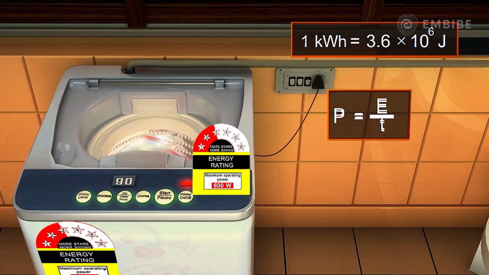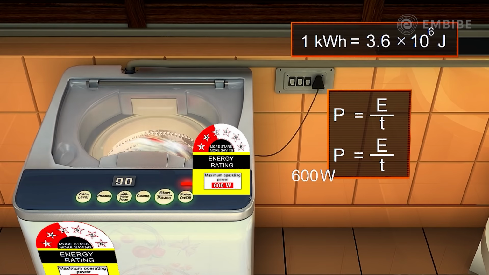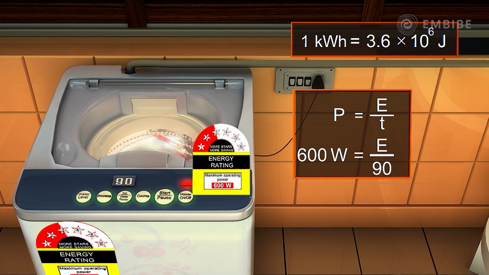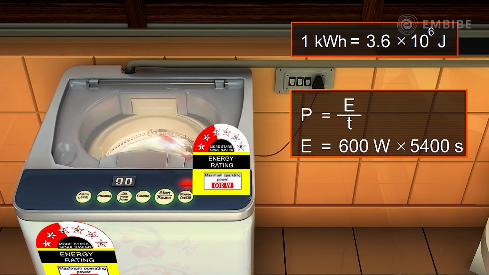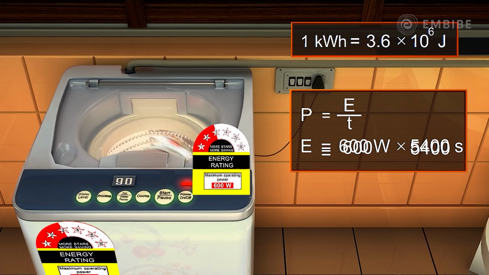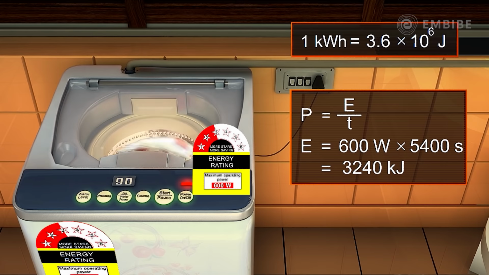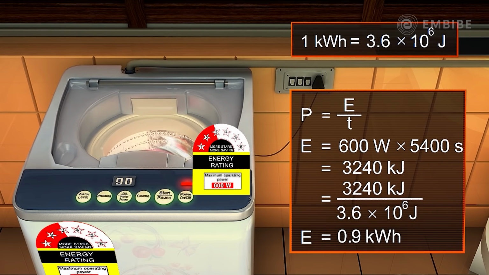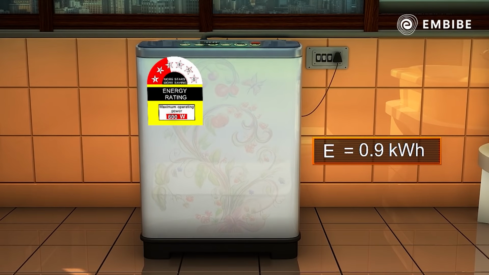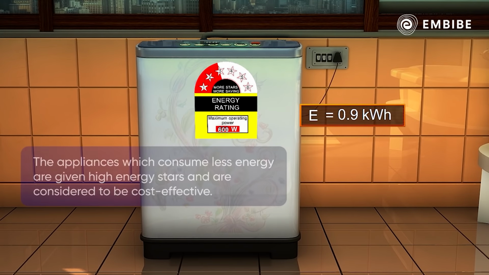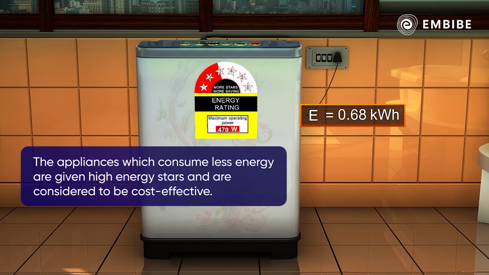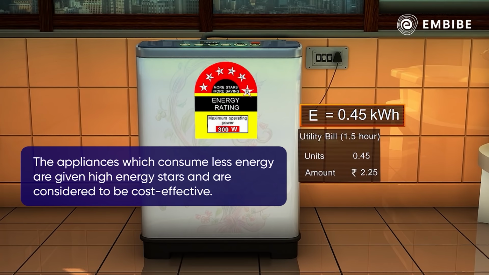Thus, if the washing machine of power rating of 600 watts is operated for 90 minutes, that is 5,400 seconds, the energy consumed in kilowatt hour is calculated as 0.9 kilowatt hours. Based on these energy consumptions, electrical appliances are given Energy Star ratings. The appliances which consume less energy are given high energy stars and are considered to be cost-effective.